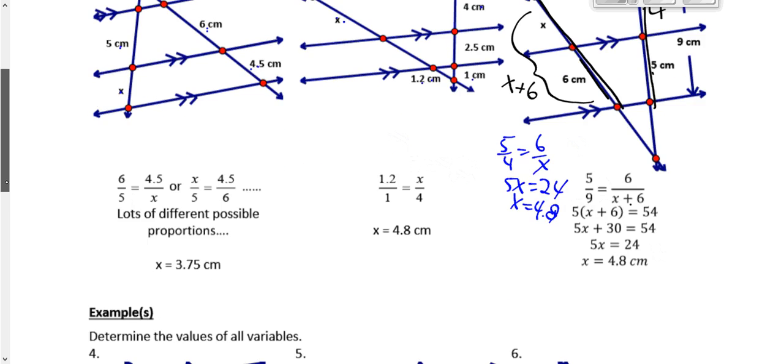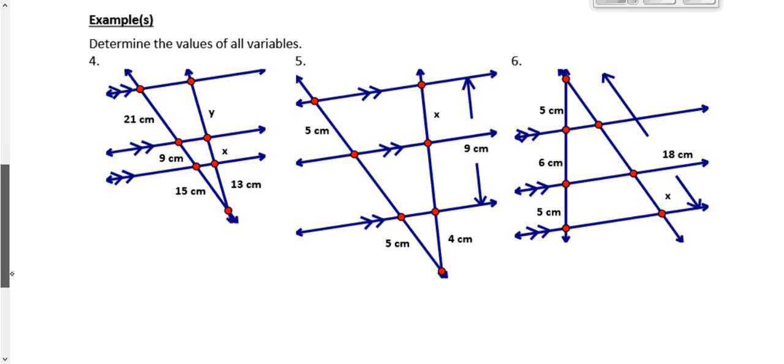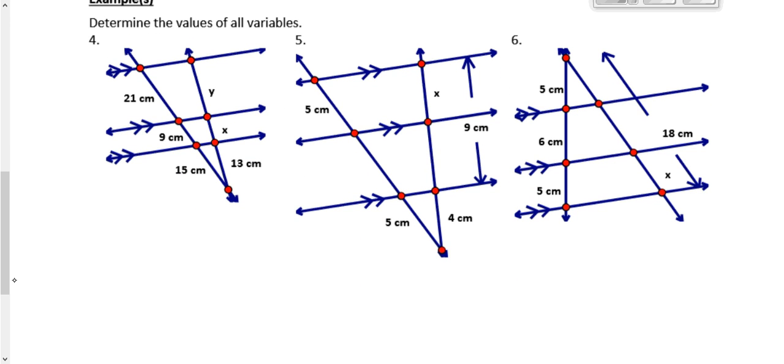Okay, let's move down here. You guys are going to try these 3 here. They have an x and a y, some of them. So that one has an x and a y. Number 5 just has an x, and 6 just has an x. Okay? So take a minute.